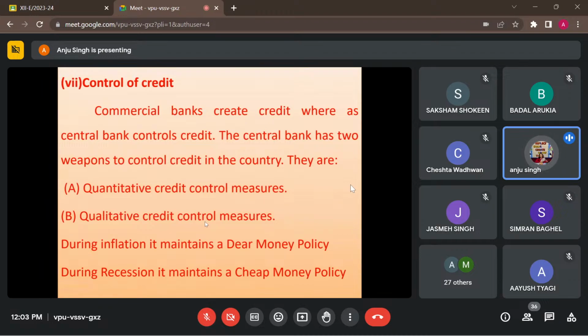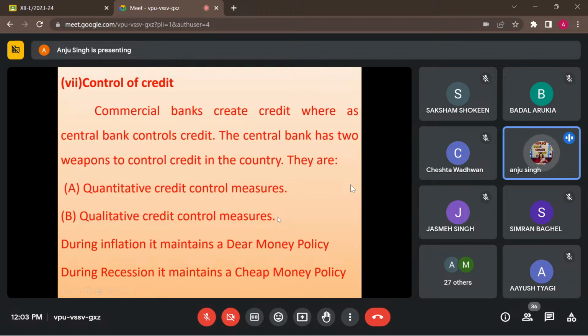It is not a universal credit control tool. Do you agree that it need not be applied on all the banks in general? Moral suasion? Yes or no? It applies only on a particular bank. The central bank has to issue directives only to a particular bank which is not abiding. Therefore, we put it under qualitative credit control.